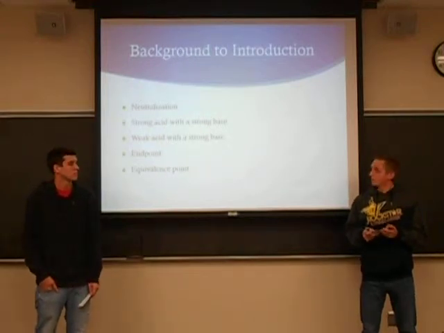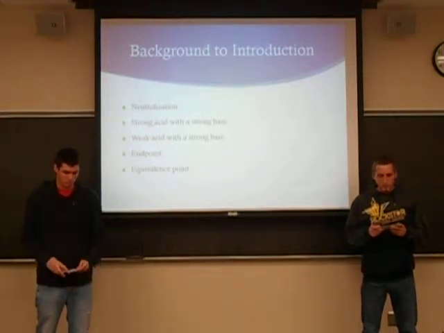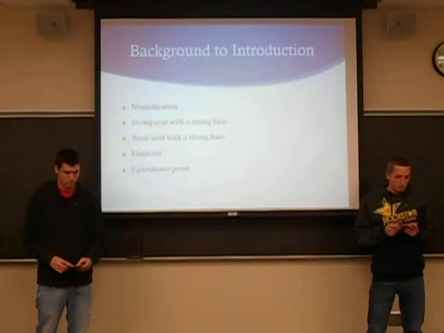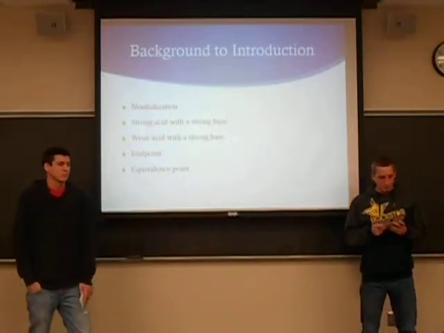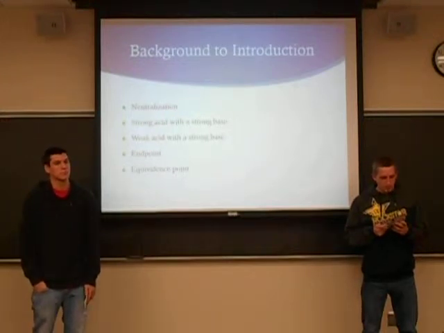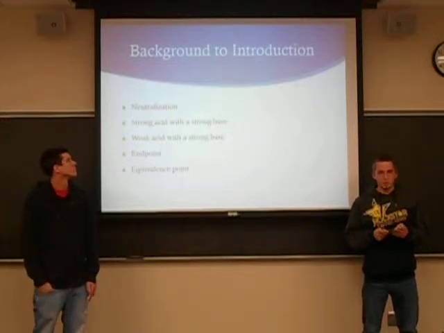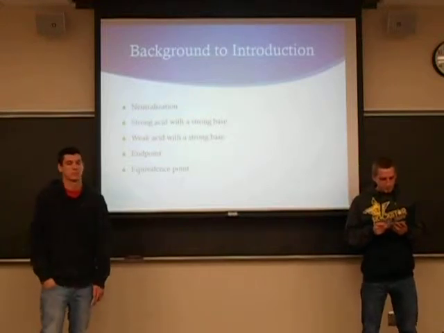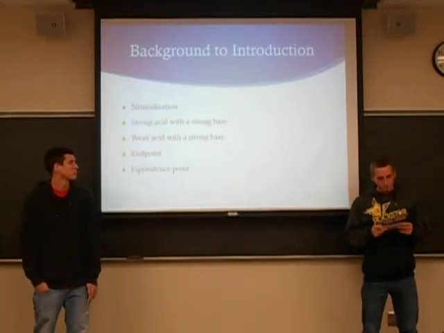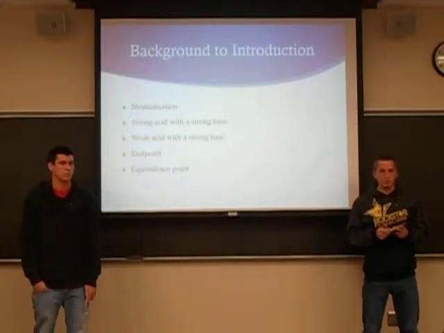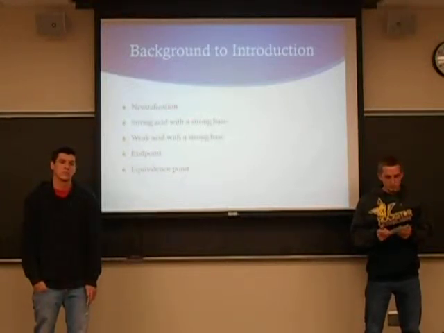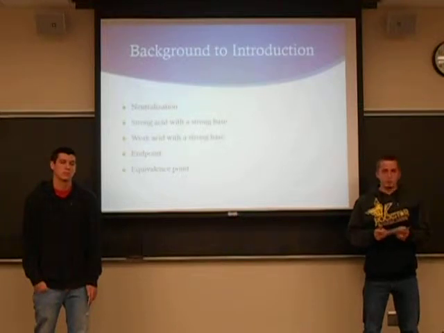A little bit of background. Neutralization is adding a base to an acid solution. And for the strong acid with a strong base, the pH only depended on the concentration of the strong acid at the beginning. The pH would slowly change as you added the strong base. For the weak acid with the strong base, the pH depends on the Ka value of the particular acid. And the endpoint is visually seeing a color change when adding a strong base to an acid solution, and this is where neutralization occurs. The equivalency point was the ideal point for completion.